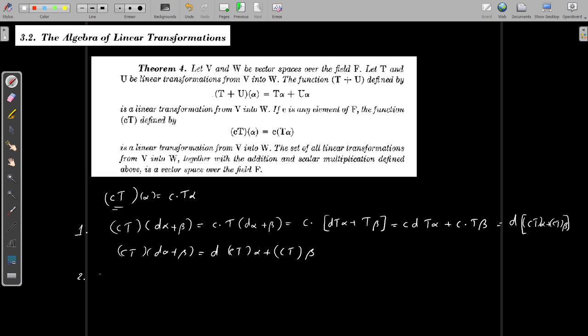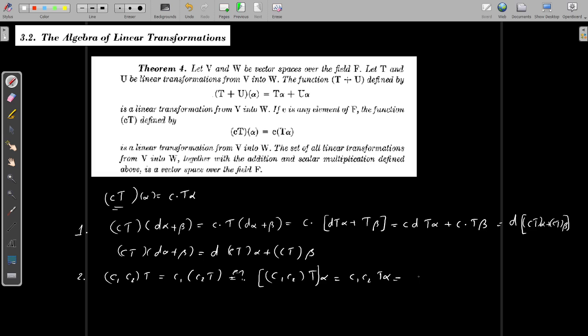Now you can prove the associativity of scalar multiplication. That is C1 C2 times T is equal to C1 times C2 T. Okay, so this is because we need to prove this one. So we start with the left side, C1 C2 T alpha. By definition, this is C1 C2 of T of alpha. So this is the same as when you consider the other association.